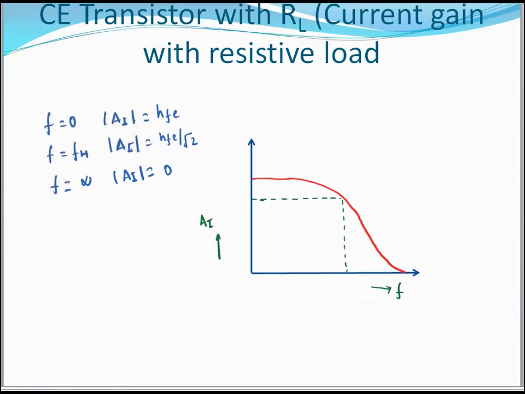So this is the frequency response curve, the curve between the current gain and frequency, and this point is fh. At fh there will be a 3 dB drop from the maximum value. So hfe by root 2, and the maximum value is equal to hfe. So this is hfe, and at f is equal to fh it is hfe by root 2, and at infinity it is coming to 0.